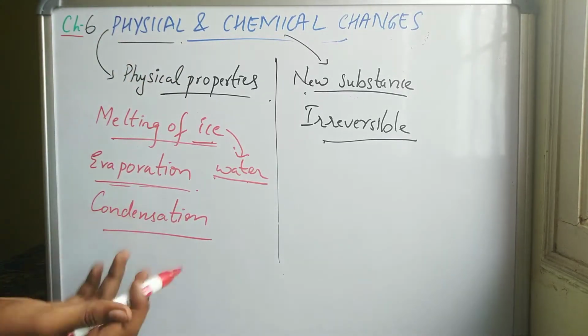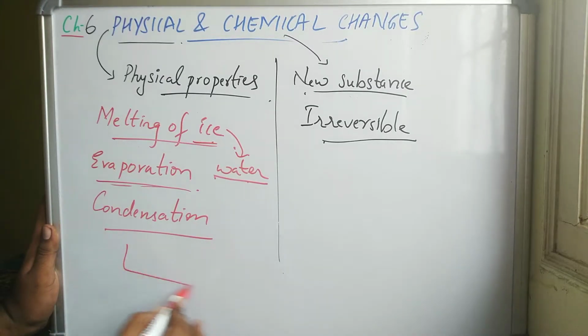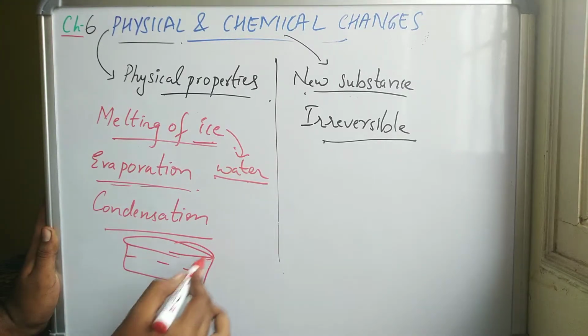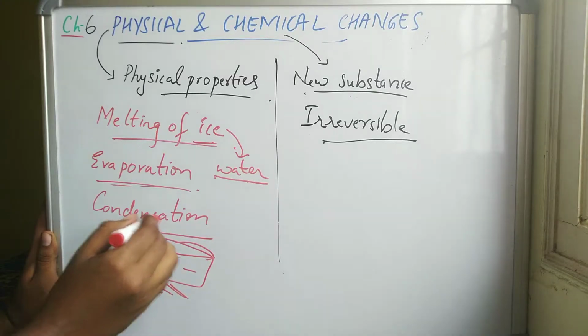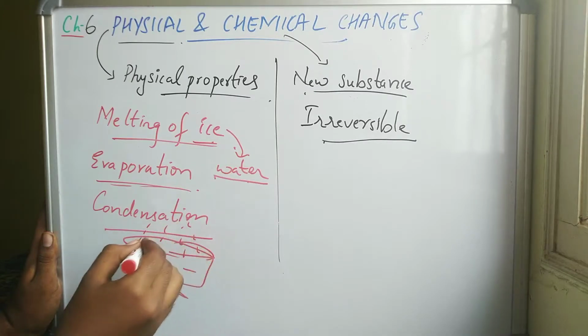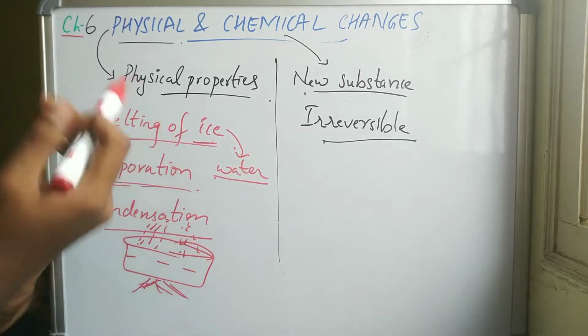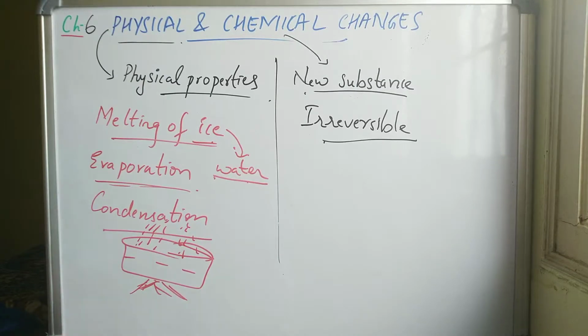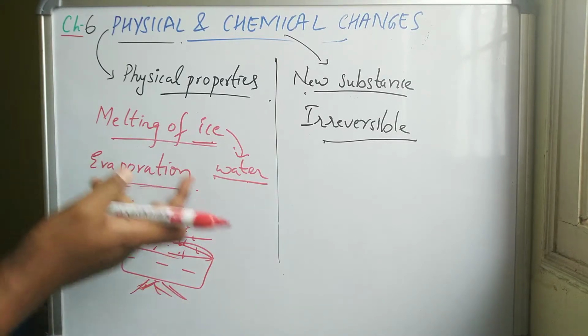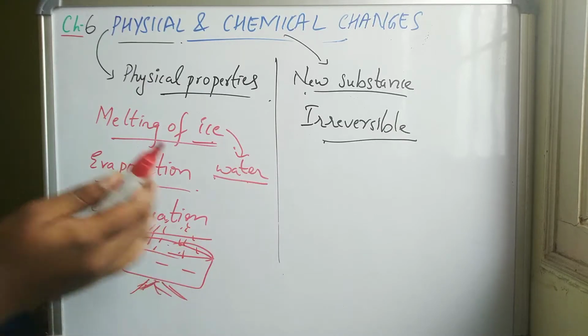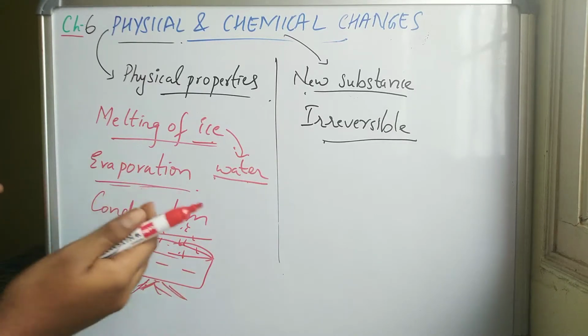Evaporation process. In the evaporation process, what is happening? If you take water and boil it, steam will be produced, water vapors will come. So this is basically a physical change. You cannot say that it is forming a new substance. Water is changing into water vapor. It is not forming a new substance. It's basically water only. You can reverse it.